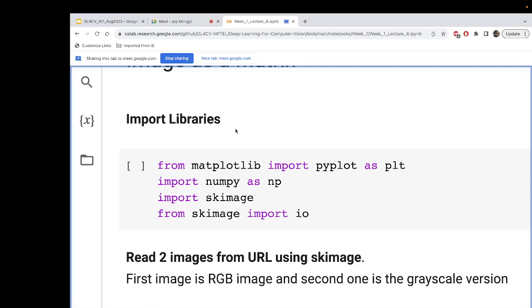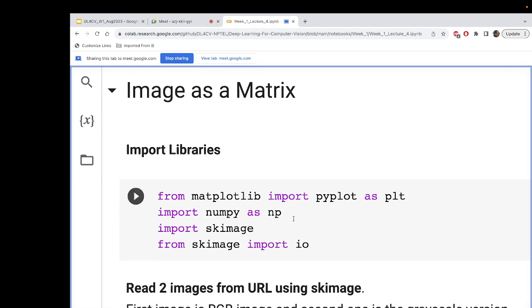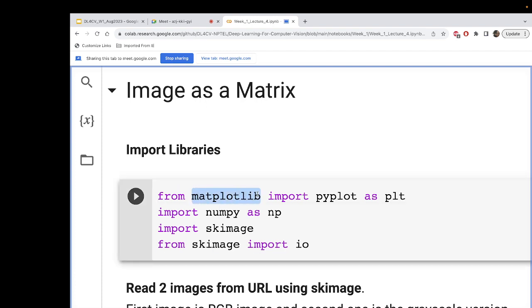This is the part where we visualize an image and try to understand what goes on inside an image. The first step, like in all programming, is that we import all the libraries that we want, and all of these libraries are very typical to visualization and image processing. Matplotlib is a library that is used to visualize any data. If you want to plot or visualize something, this particular library is useful.